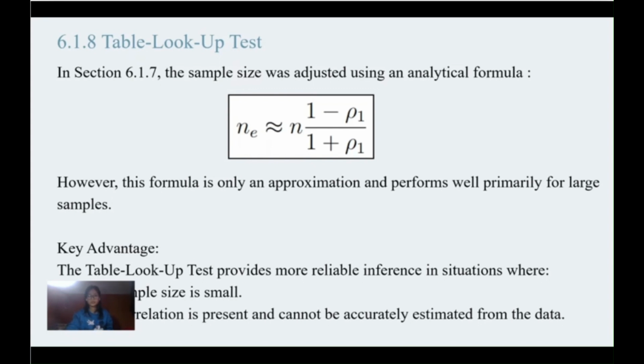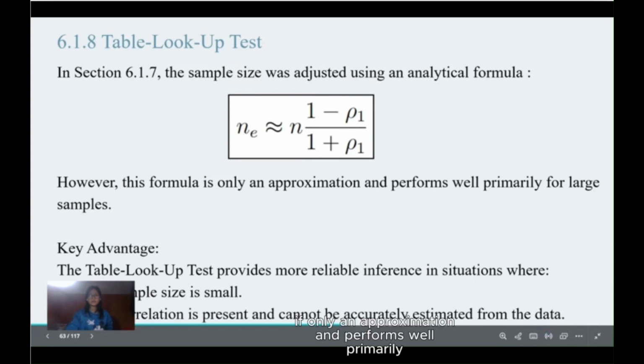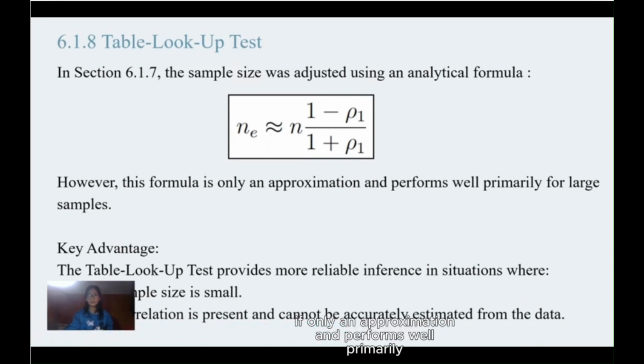This formula is only an approximation and performs best for large samples. But in practical applications, particularly in climate research, the data sets often present too much difficulty. The sample size is typically small, and the autocorrelation estimate from a small sample is often biased downward, meaning the degree of dependency is underestimated.